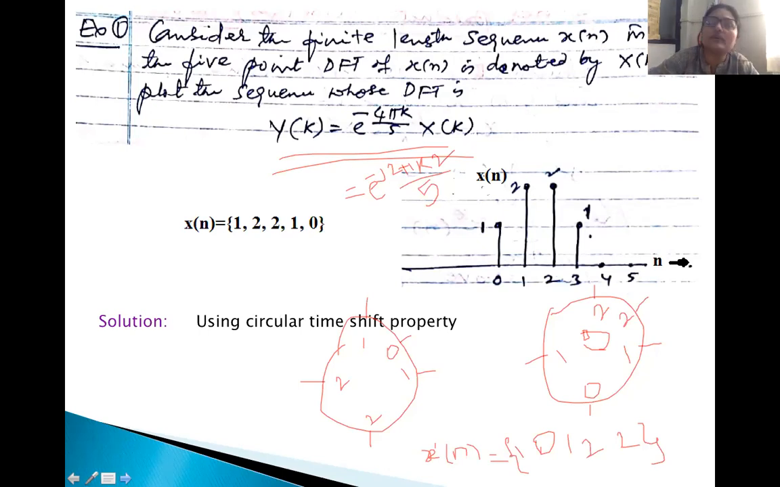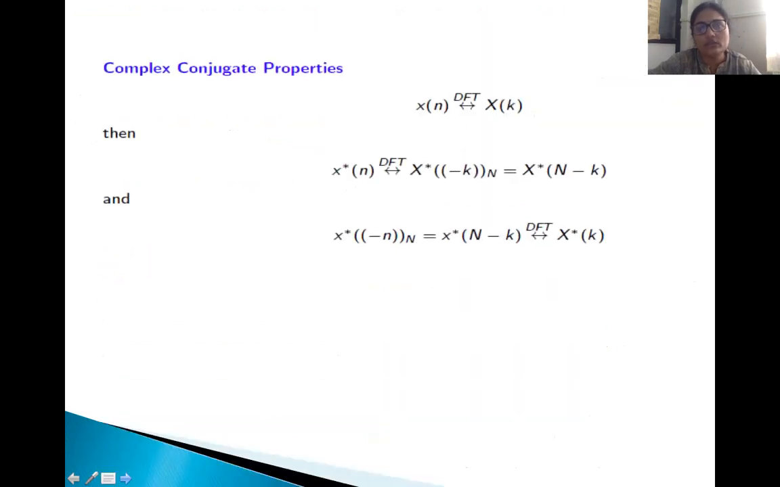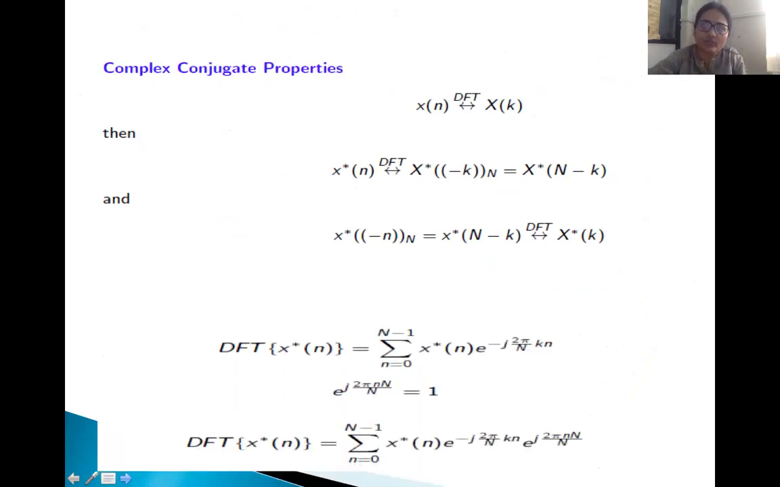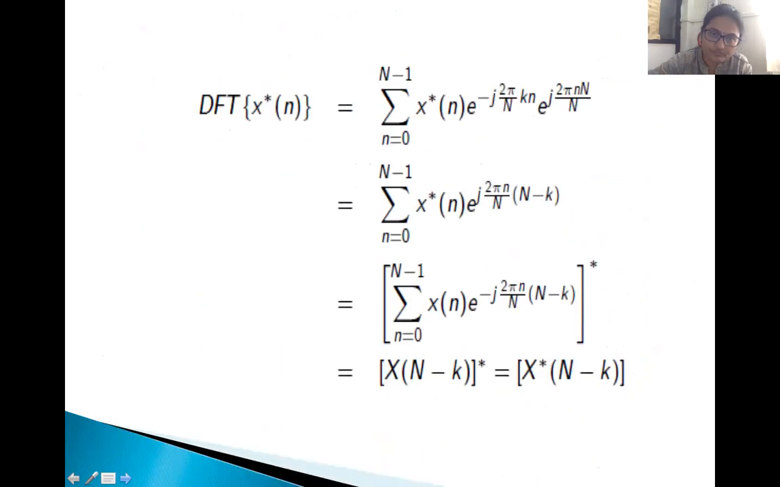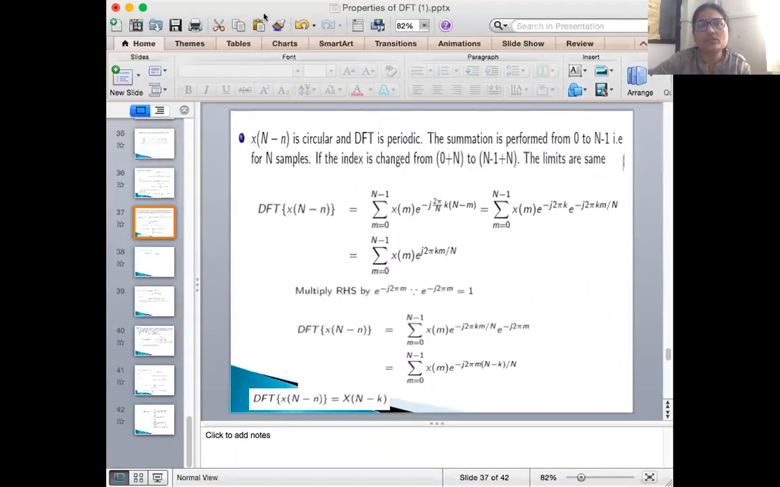Similarly, you can have a circular frequency shift property also. You can solve problems based on that too. The complex conjugate property we have already studied. So these are the properties from chapter number 2, properties of DFT.